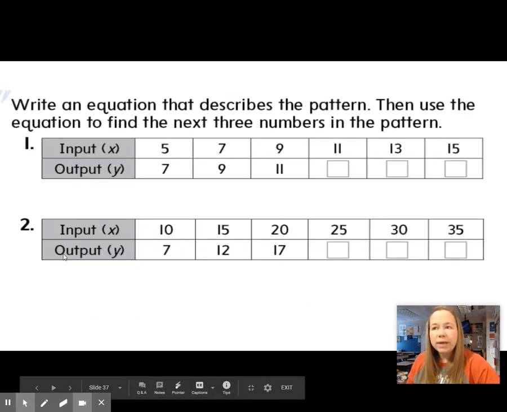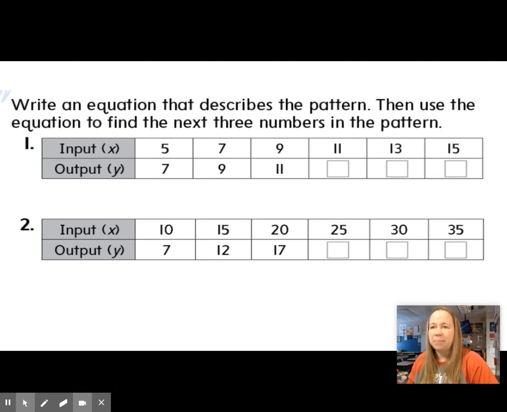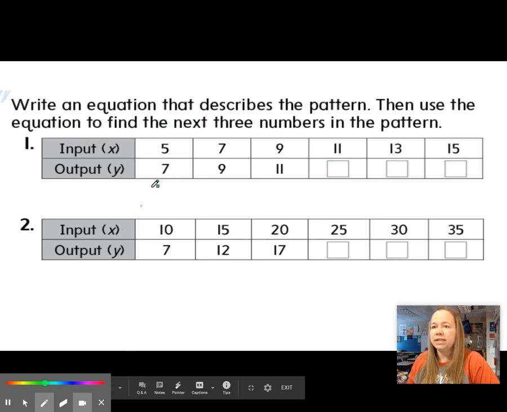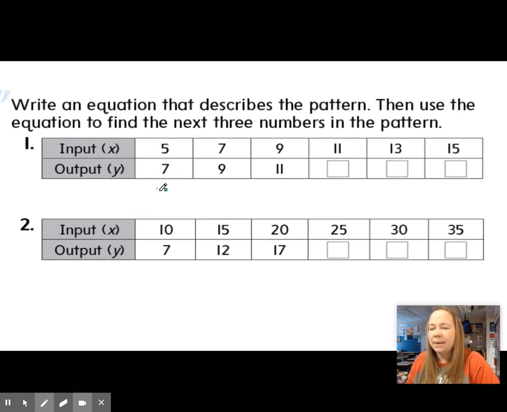Okay, write an equation that describes the pattern. Then use the equation to find the next 3 numbers in the pattern. So first of all, we have to write an equation. That's what they want us to do today. So we can see that if we put in x and we do something to it, we get y. Let's see, it looks like from here to here, that was plus 2.